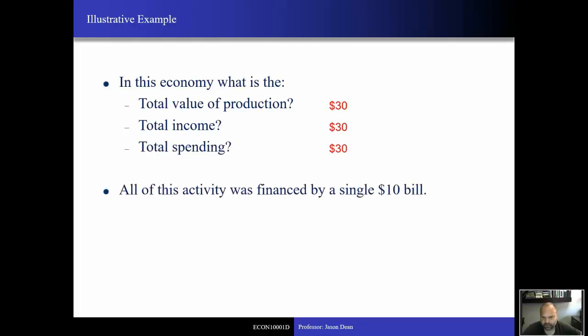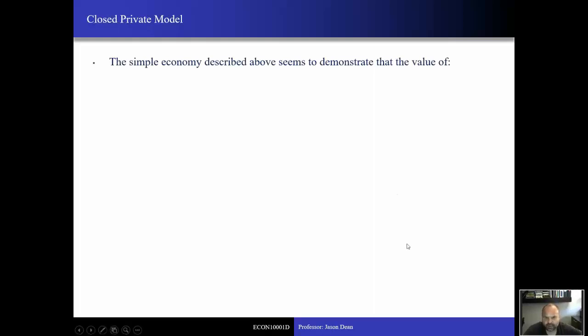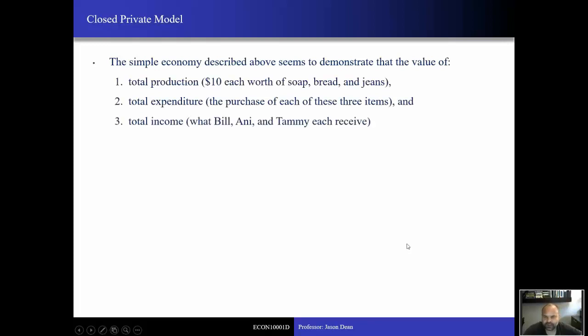It's noteworthy to point out that all of this was financed by a single $10 bill. So if you're actually thinking of the money supply in the economy, the total amount of money isn't equal to the total value of production or any of these three items here. So this makes it clear that a stock and a flow are not the same thing. The economy we just looked at clearly demonstrates that the value of total production is equal to total expenditure and total income.